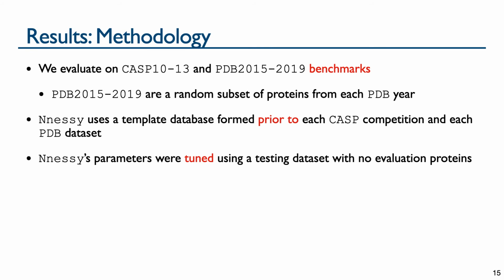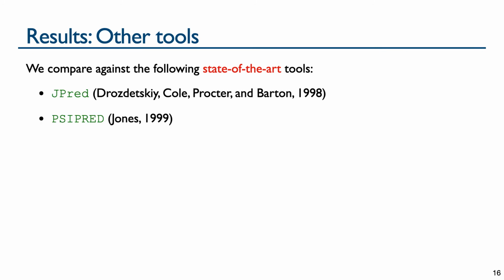Nnessy's parameters were tuned using a testing dataset that contains none of the evaluation proteins. We compare against the following state-of-the-art tools. JPRED and SciPRED are some of the earliest tools still in widespread use. SciPRED pioneered using a SciBlast homology search to form a position-specific scoring matrix for the input amino acid sequence, combined with a neural network to form the output prediction.